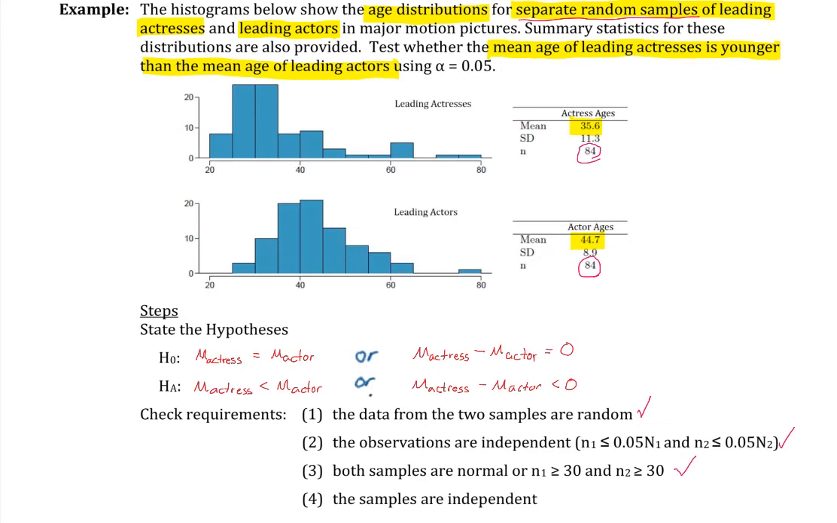And lastly, the samples are independent. Again, we are told that we have separate random samples, and there's no reason to believe that they are not independent. So we have verified the requirements for using the t-distribution. Let's continue with our hypothesis test now.